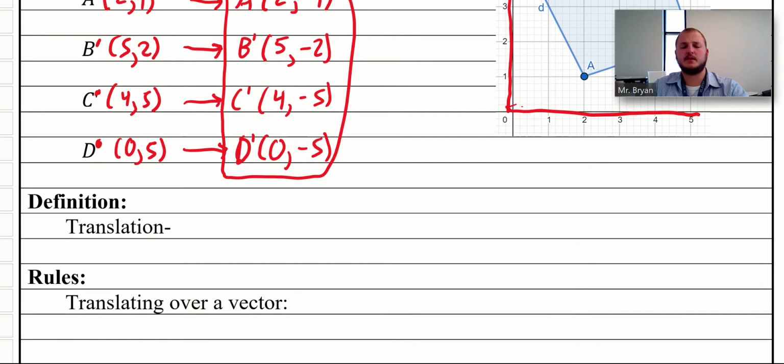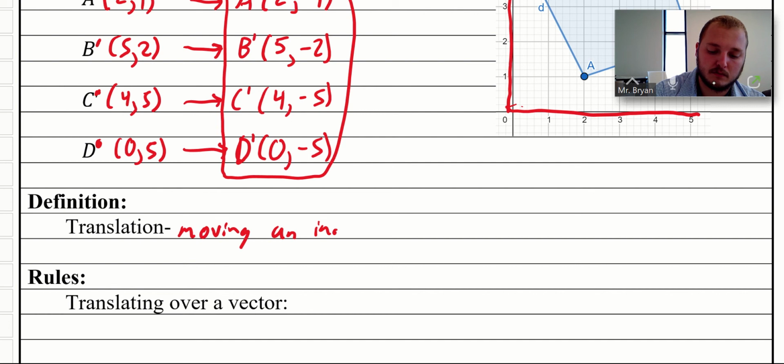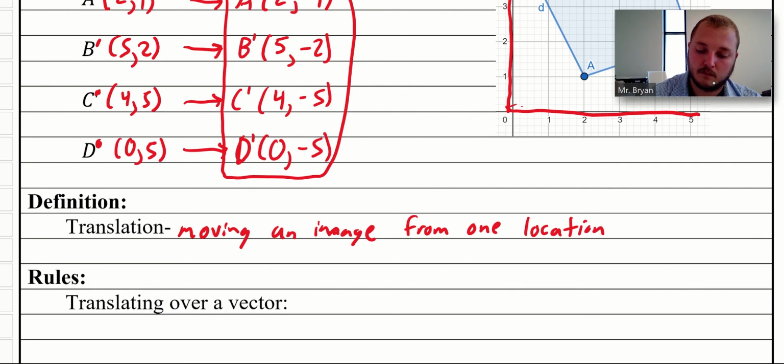Okay? Next one here, translation. Translation was the next exploration activity that we did. Hopefully we kind of figured out that rule. The definition is fairly straightforward. It is just moving an image from one location to another.